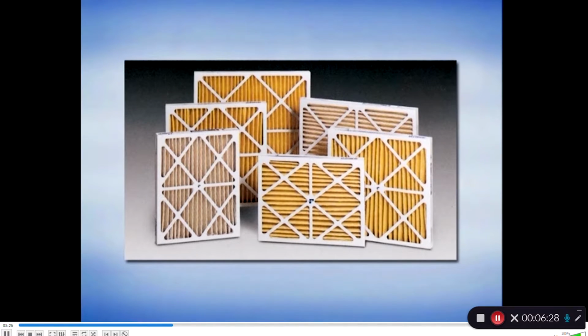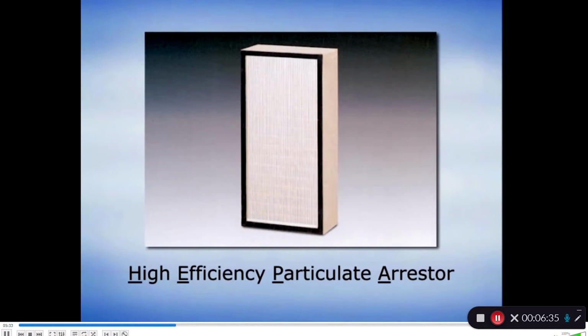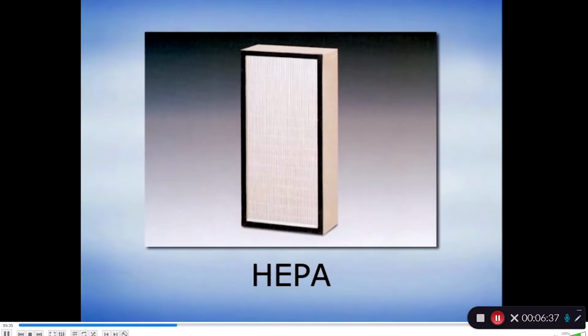Because of the extended surface of the filter, they do not clog as quickly as standard filters. The high-efficiency particulate arrestor, or HEPA filter, is used where the highest degree of filtration is desired. HEPA filters can remove 99.99% of particulates having a minimum size of 0.3 microns.